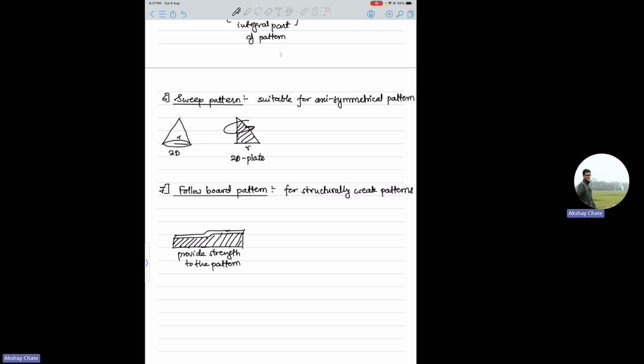And then the other things are straightforward. I mean, then you'll put some sand here, and then you ram it, and those things are pretty much standard ones. Okay, so these are typical types of patterns that are there. Let me just see if I missed any.